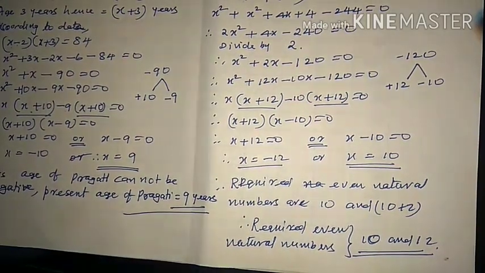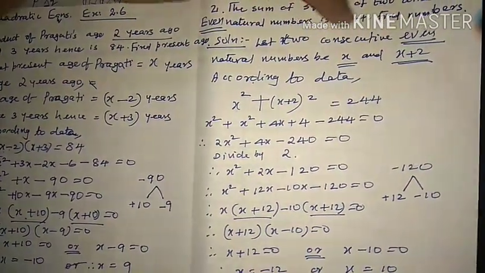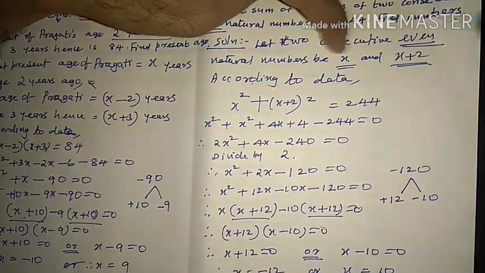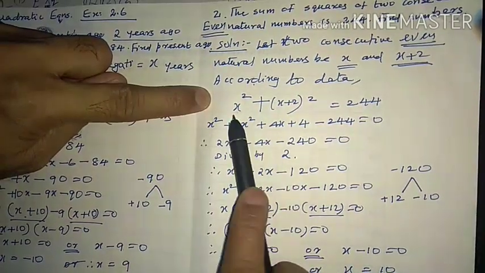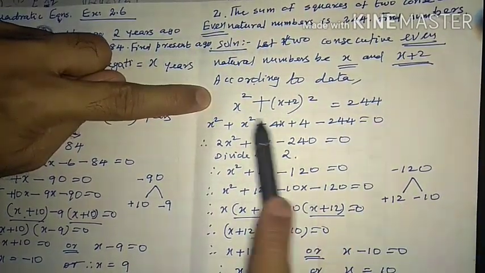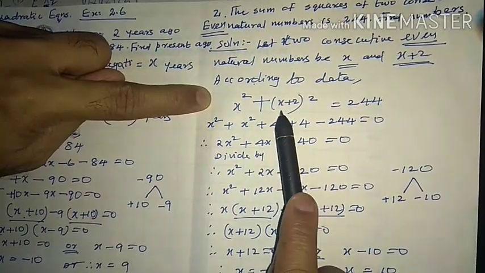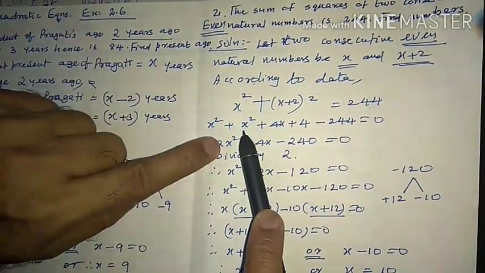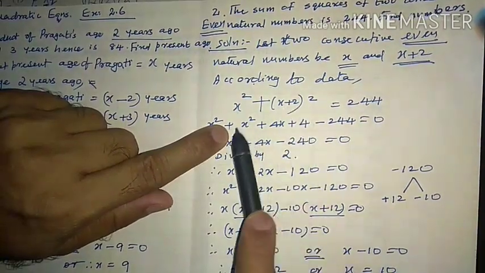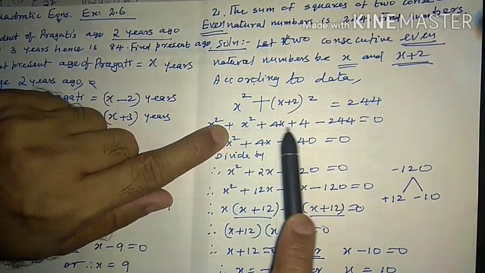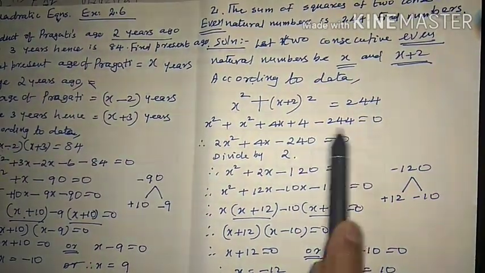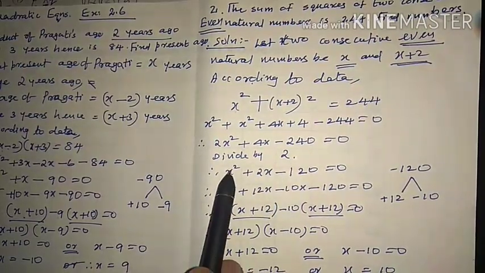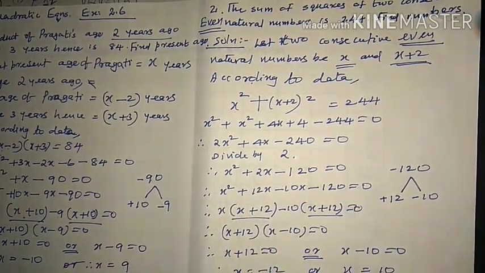It is another easy question only. The only thing you have to do is start properly. Let the two consecutive even natural numbers be x and x plus 2. Then according to the data, the sum of squares of these two even natural numbers is this. Then expand: (a plus b) whole square is a square plus 2ab plus b square. In that way we are getting this. Then grouping together, recognizing that 2 is a common factor, dividing.